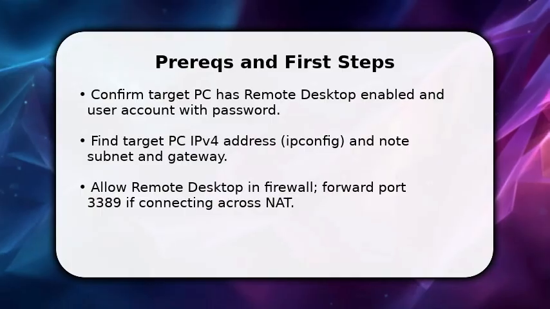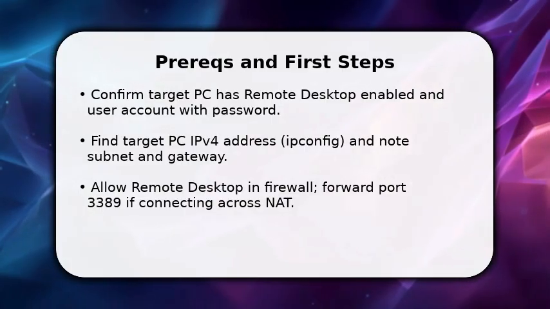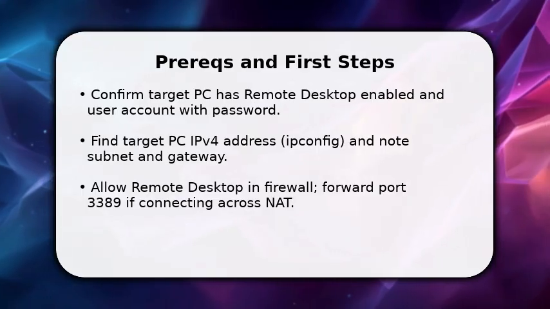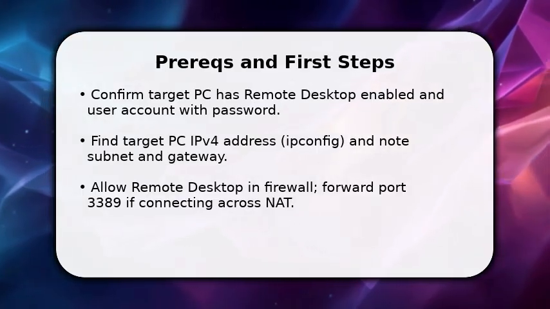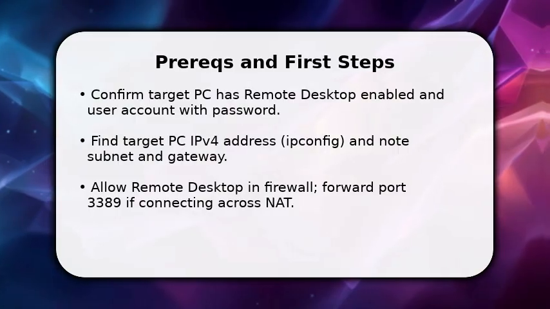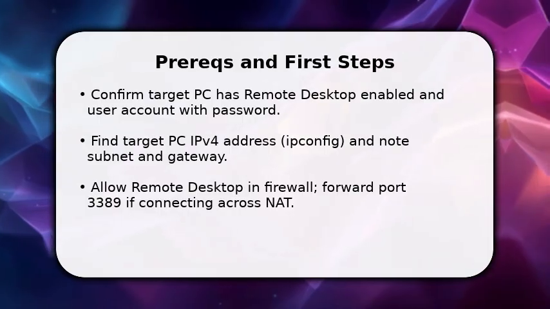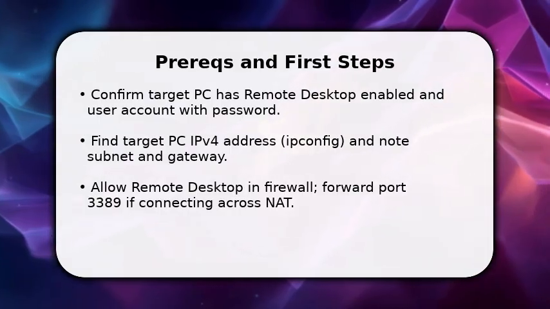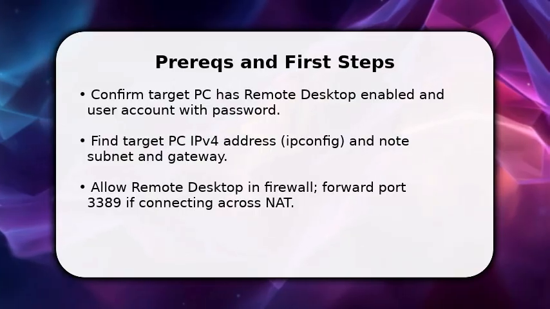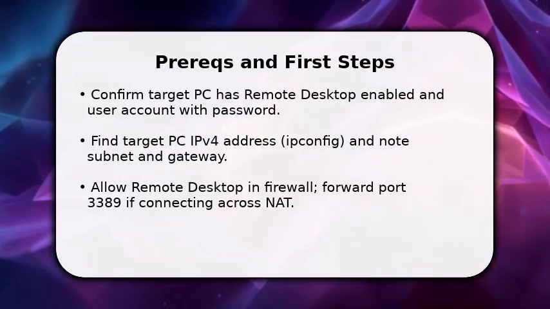Enjoy the video. You start by ensuring the remote PC is reachable and allowed for RDP. First, enable Remote Desktop and verify the account has a strong password. Windows blocks blank credentials. Next, open Command Prompt and run ipconfig to copy the IP4 address. That's the destination you'll use.